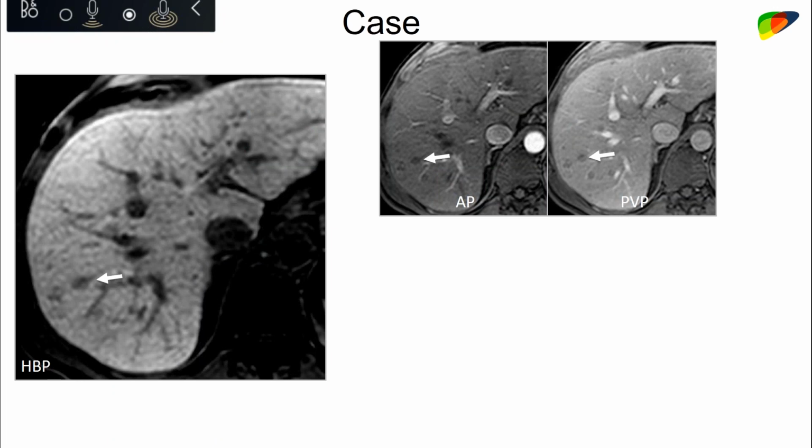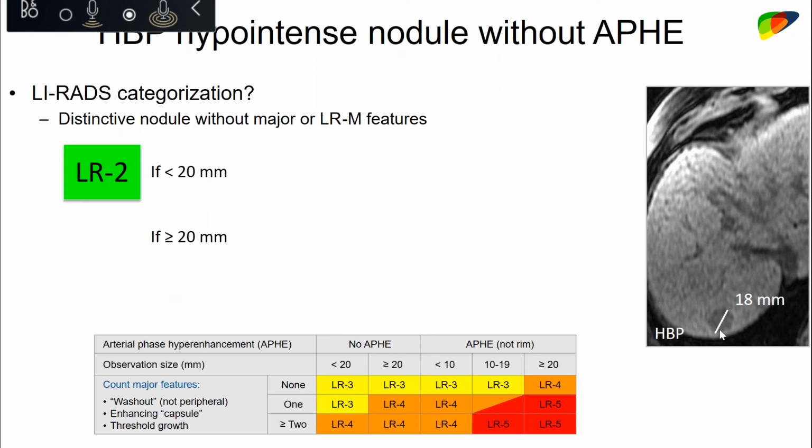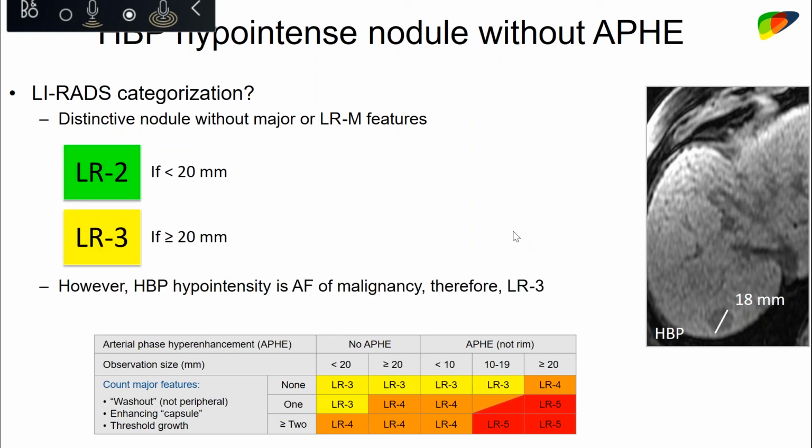So not just one. I don't think it was. Which one was it, this nodule here? Yes, this one. Because if it is dark on hepatobiliary phase, I tend to classify it as a LI-RADS 3, even if it's less than 2 centimeters.